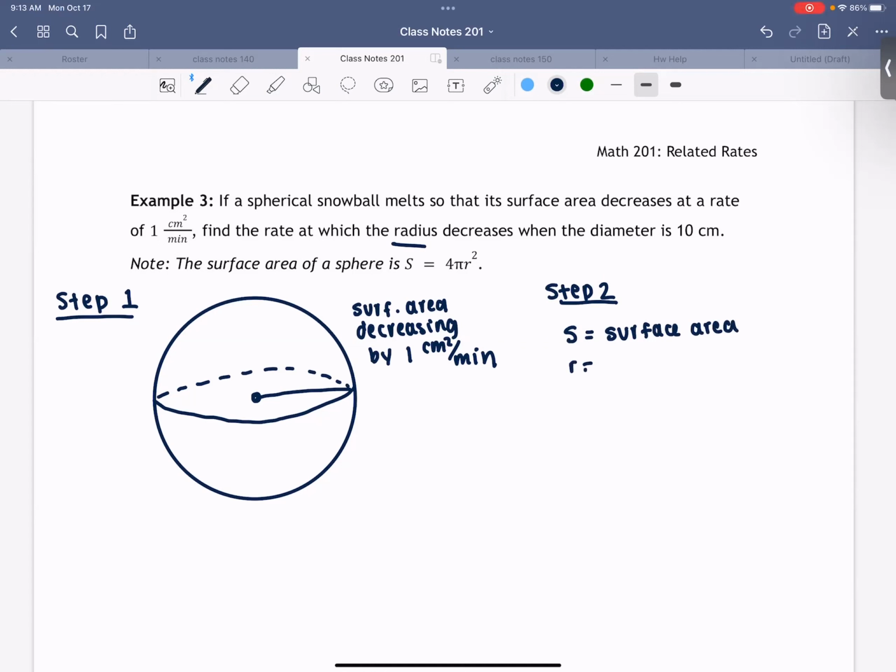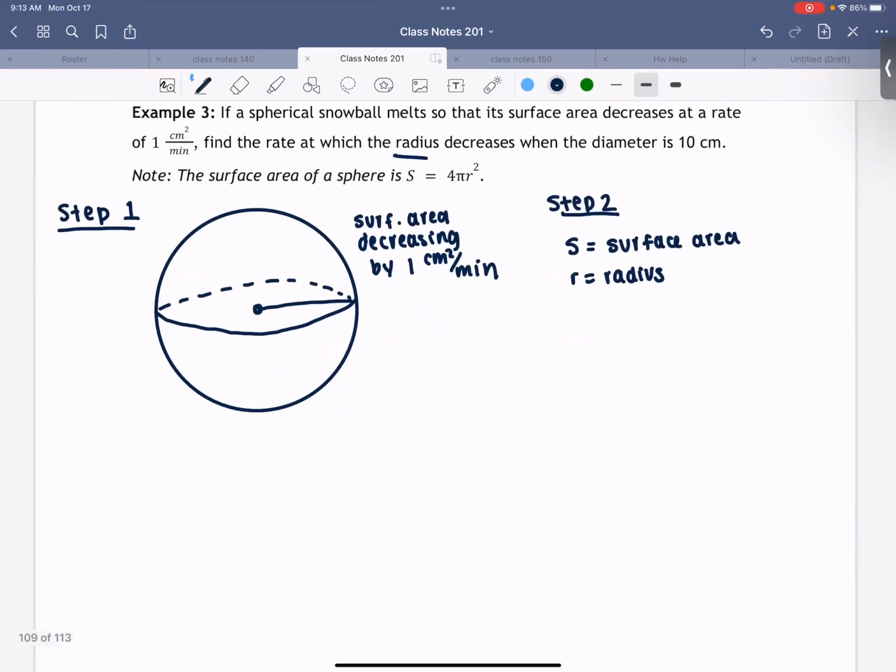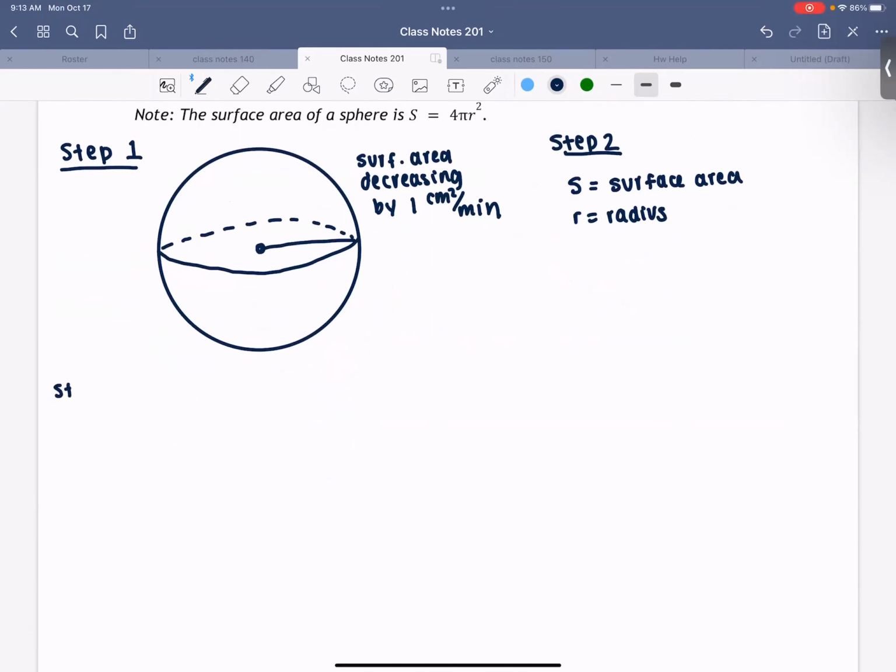And r is the radius, right? Pretty self-explanatory variables there. Okay, let's go to step three.